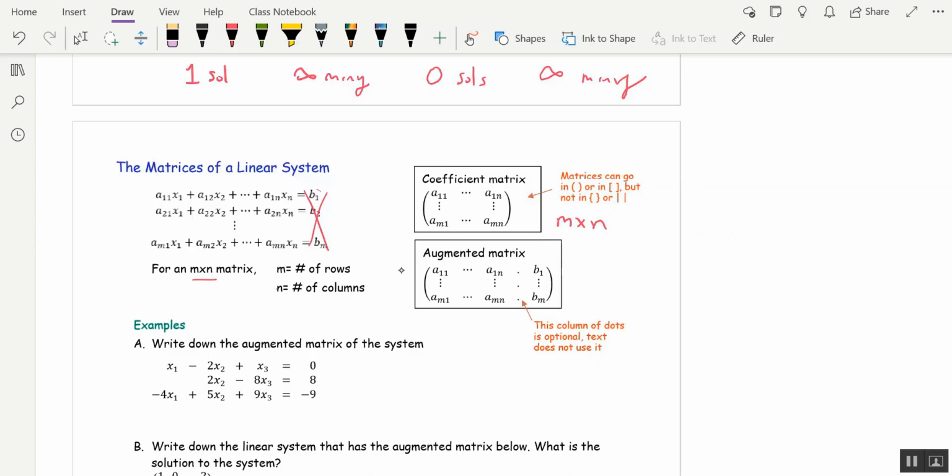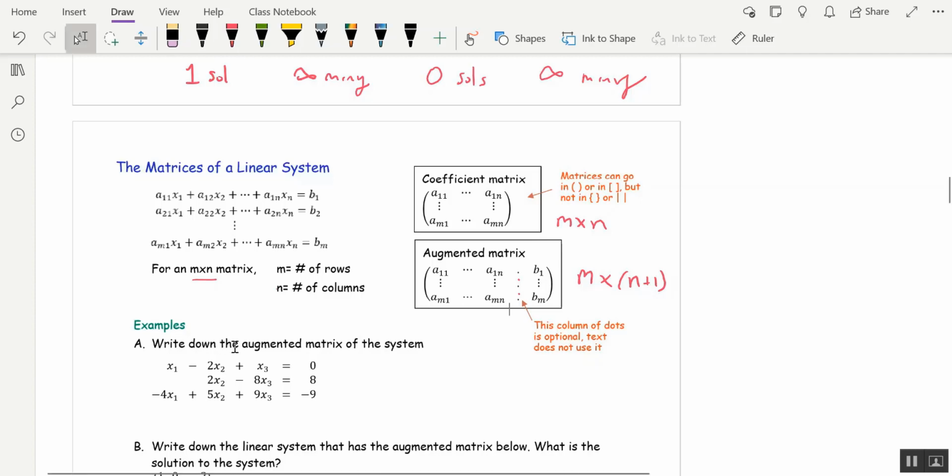If you want to include the answer column, that's called the augmented matrix. This is going to still have m rows, but it's going to have n plus 1 columns, where n is the number of variables. Oftentimes when I'm doing problems on the board, I like to put a column of dots between my coefficient matrix and my answer column, just to indicate that this is an augmented matrix that I'm looking at. Your book doesn't do that, and it's totally optional.